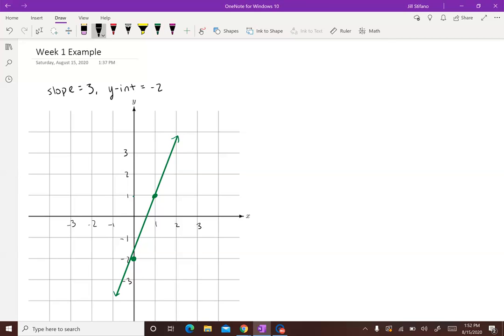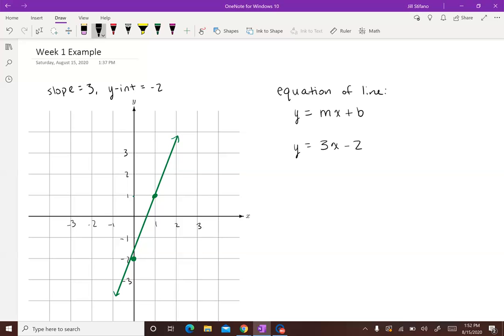Now we want to write an equation of the line. Based on what we know, it makes sense to use slope-intercept form. So we know that this will look like y equals mx plus b. And when we fill in the values that we know, the slope is 3. So we get y equals 3x minus 2. This is our equation of the line.